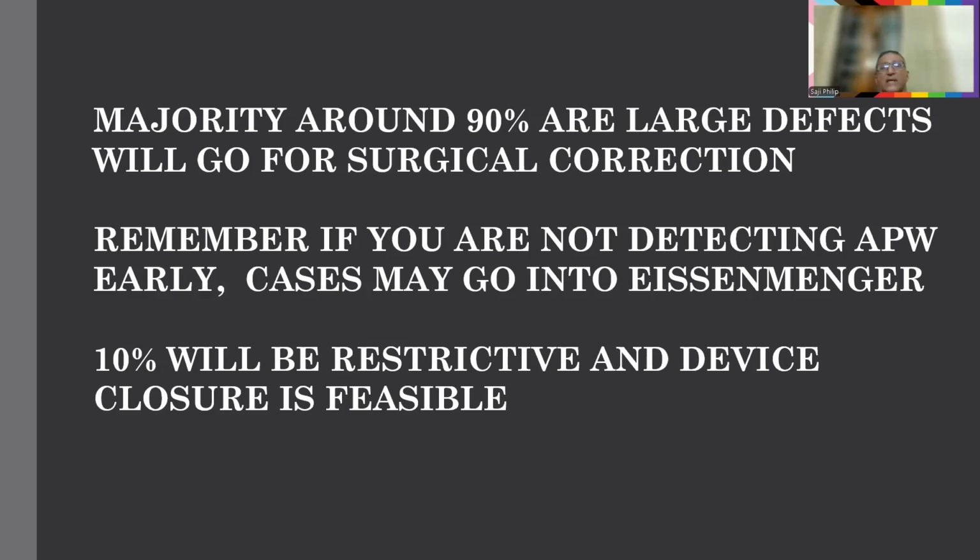The majority, around 90%, are large defects and will go for surgical correction. Around 10% only can go for a device closure. So remember, if you are not detecting APW earlier, cases may go into Eisenmenger. 10% will be restrictive and device closure is feasible.